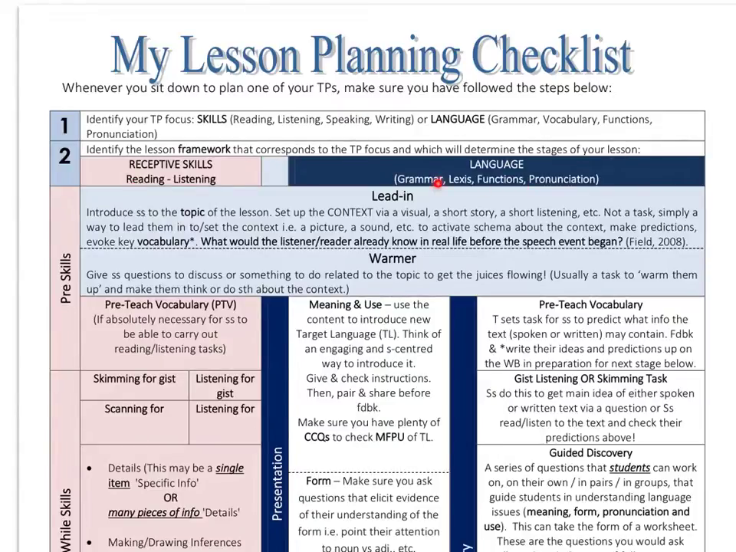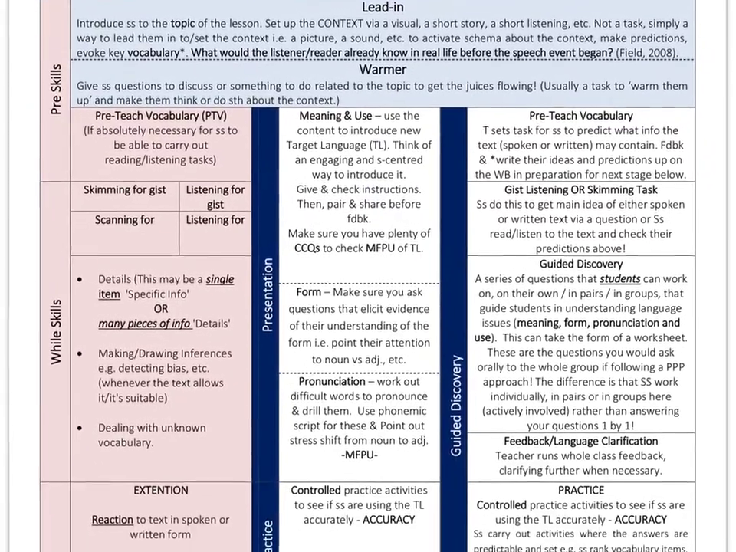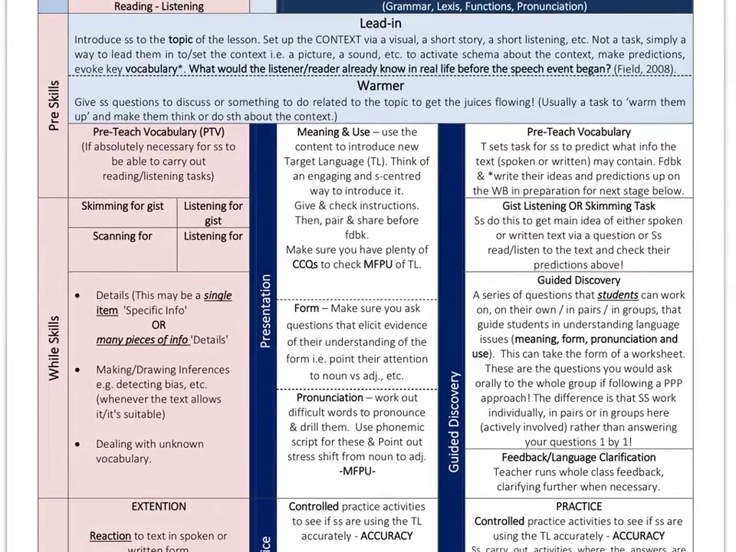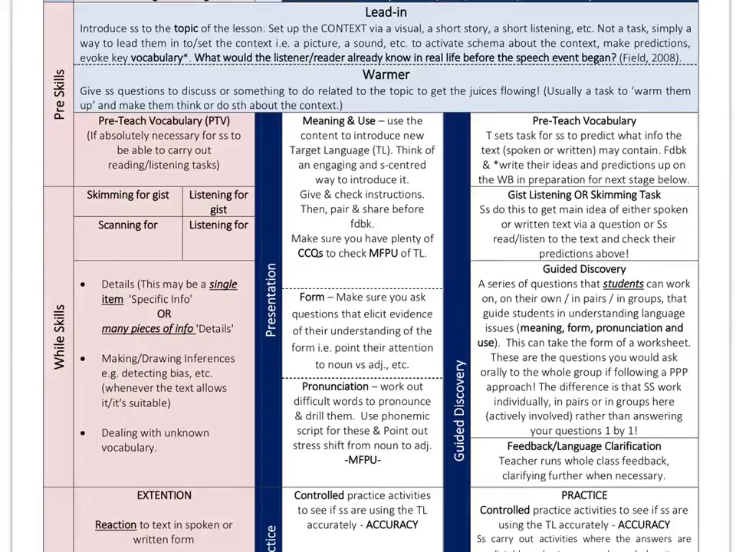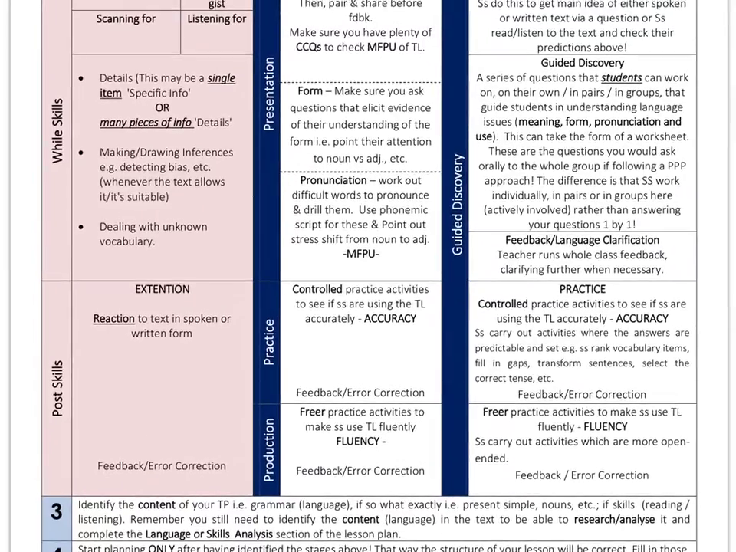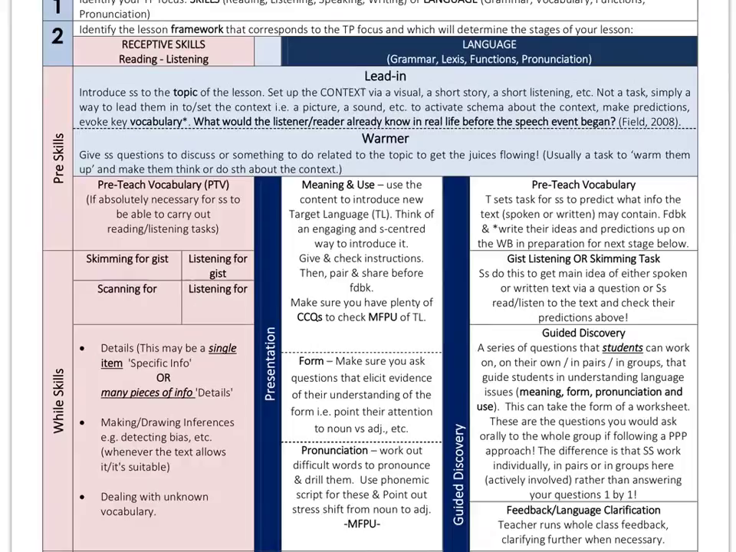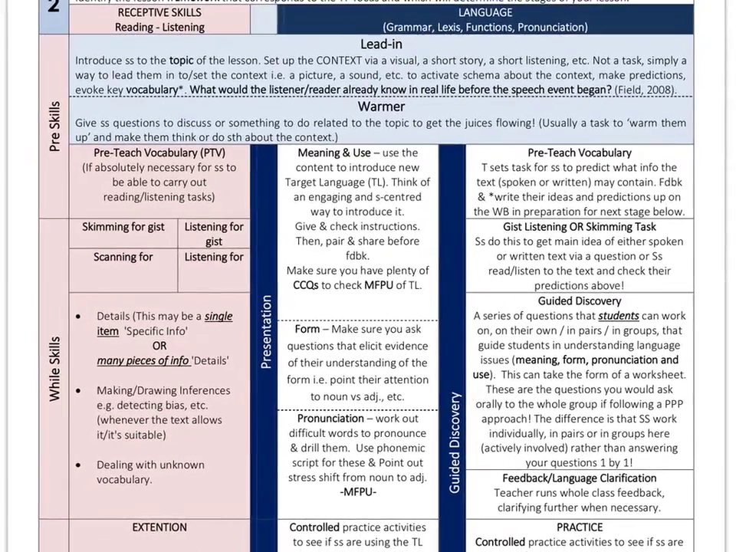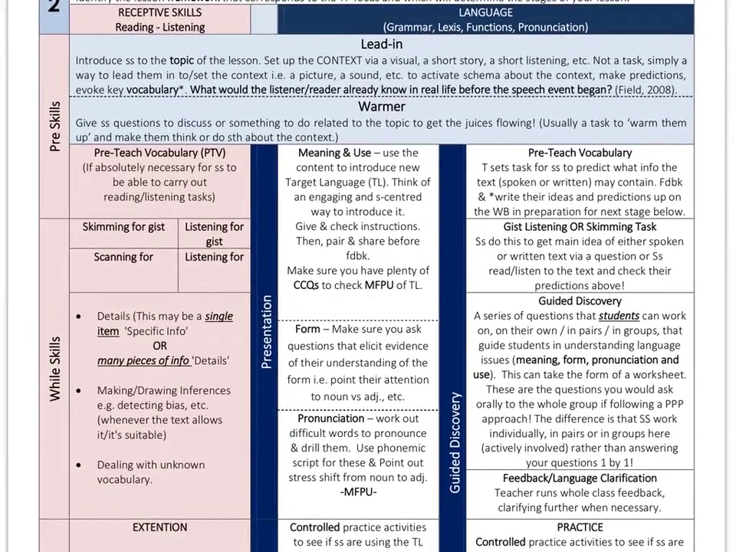Now, in receptive skills lessons, we can say that there are 3 main stages. So we have pre-skills, as you can see here, pre-skills stage, while skills stage, and post-skills stage. Okay? Now, let's start by looking at the pre-skills stage.